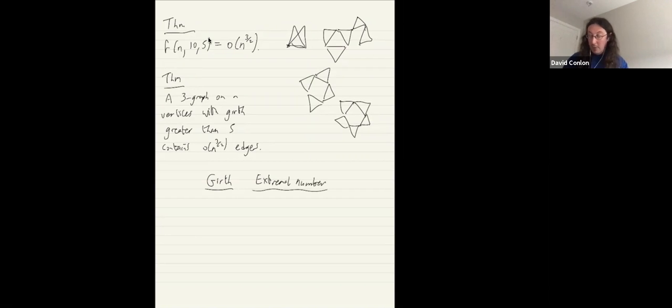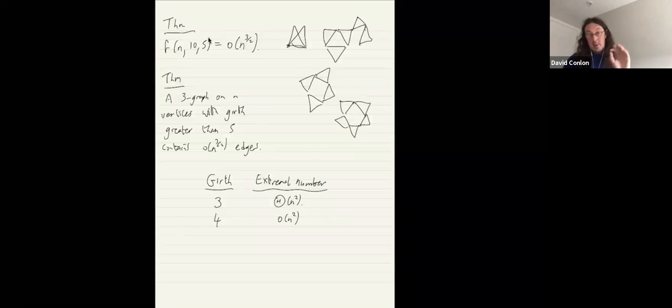Then what seems to be happening is, in order to have girth 3, so no 2-cycles, you can have around n squared edges. So up to some constant, you can have n squared edges. But as soon as you go to 4, this drops to little o of n squared edges. And in fact, we know that this little o of n squared is close to being sharp. Essentially, the Behrend construction shows that this is almost tight.